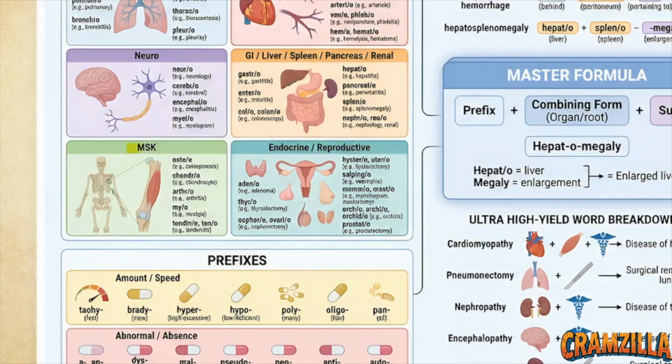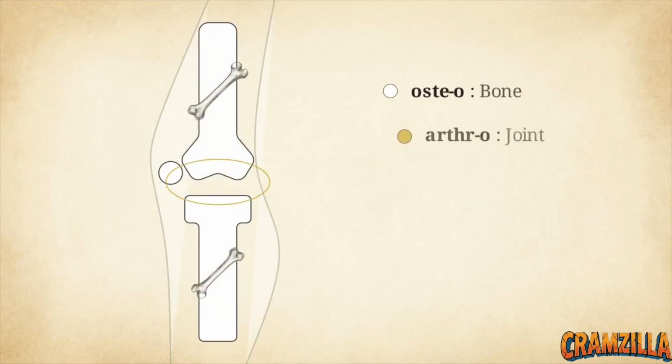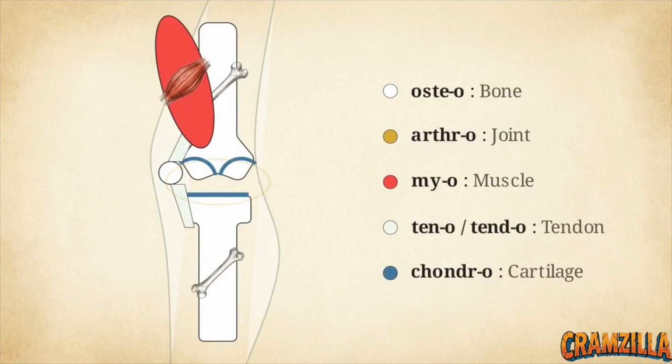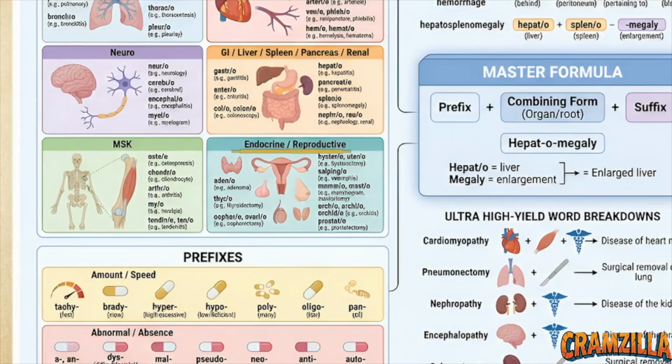The green MSK box catalogs the structural framework of the body, the musculoskeletal system. Here, we record osteo for bone, arthro for joint, myo for muscle, teno or tendo for tendon, and chondro for cartilage. Finally, the teal panel covers the systemic categories, including thyroido and adreno for the endocrine glands, and a specific set of roots for reproductive anatomy, ranging from gonado and ovaro to prostato and hystero.